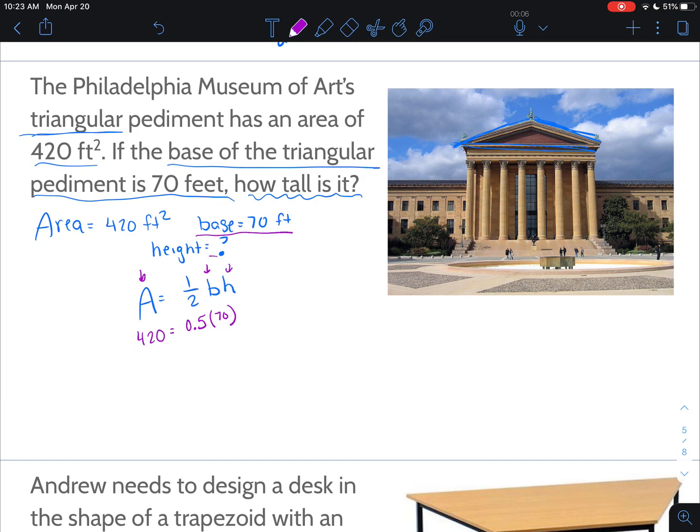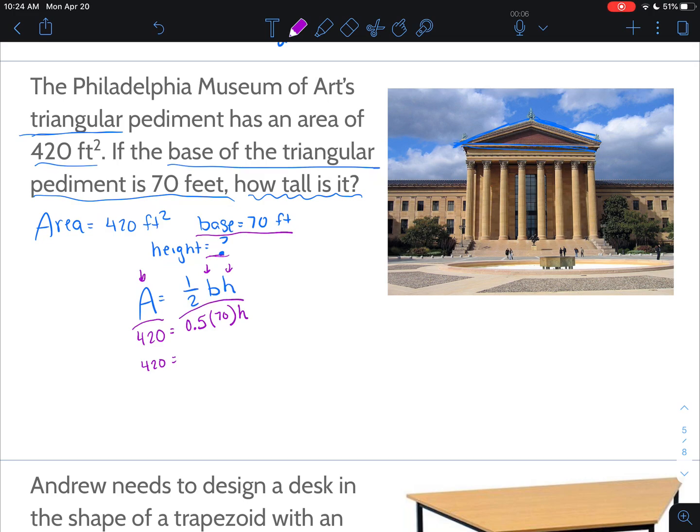And the height is what we're missing. So we're just going to leave it H since that is our unknown. So now we need to work on simplifying first. If I look at the left side of my equation, it's just 420. There's nothing going on there, so I'm going to bring that down.